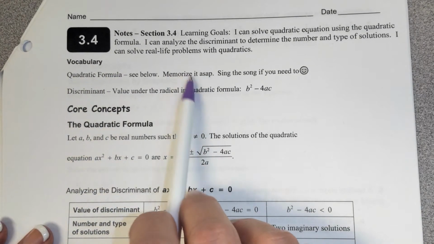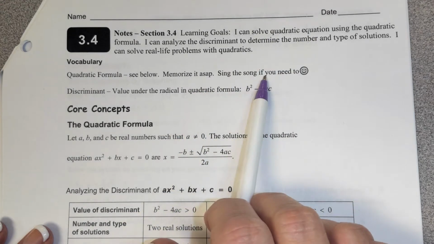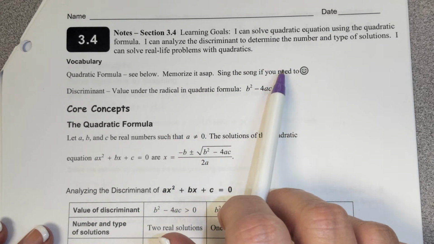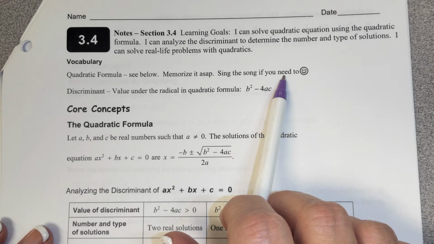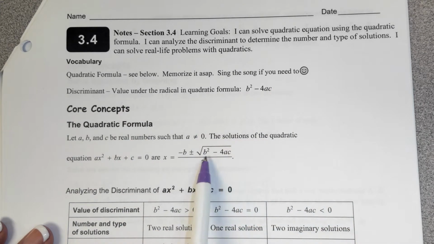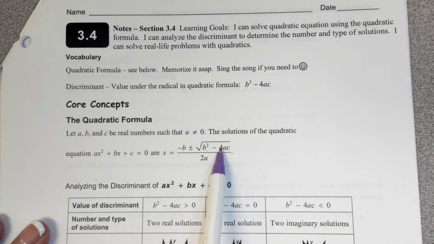So you have to memorize the quadratic formula. There is a song which I guess I will sing to let you know how it goes here in just a minute. The discriminant in the quadratic formula is this b squared minus 4ac part.